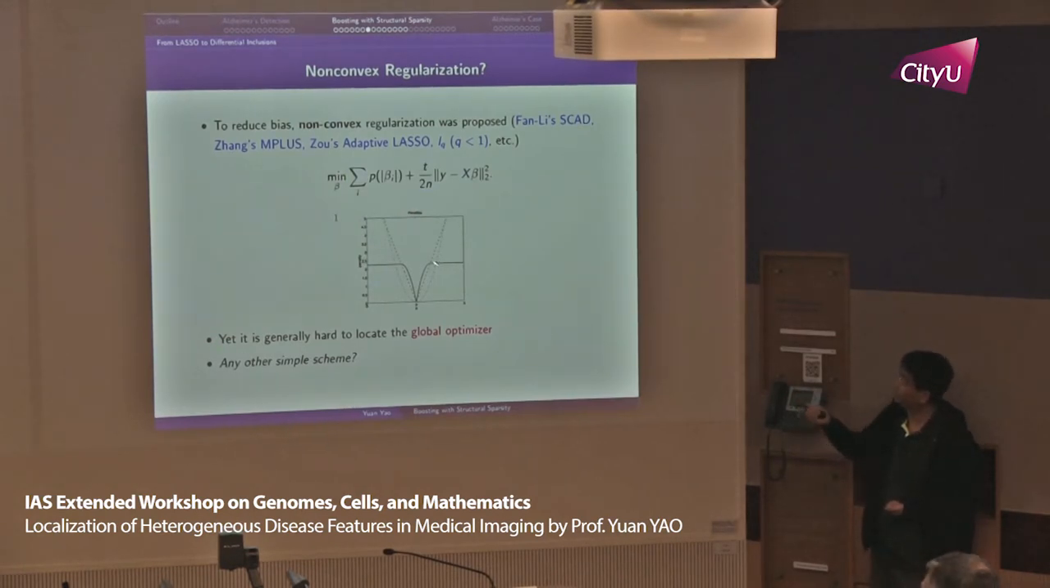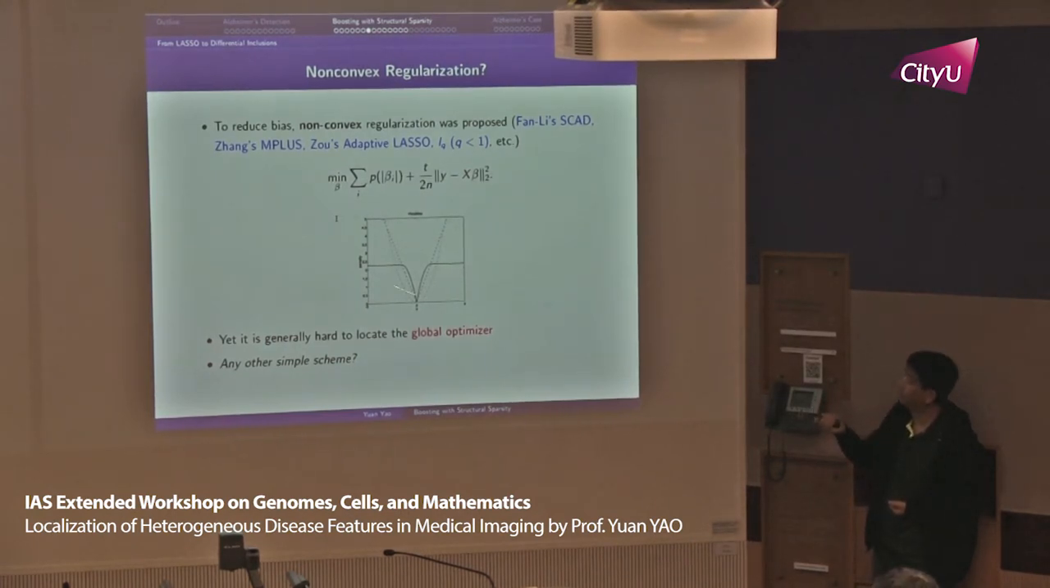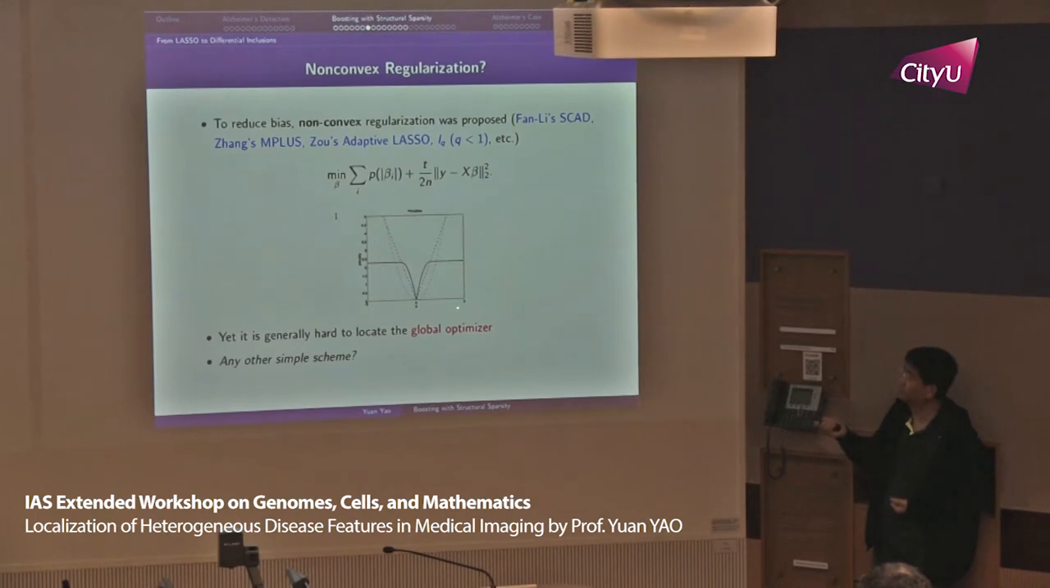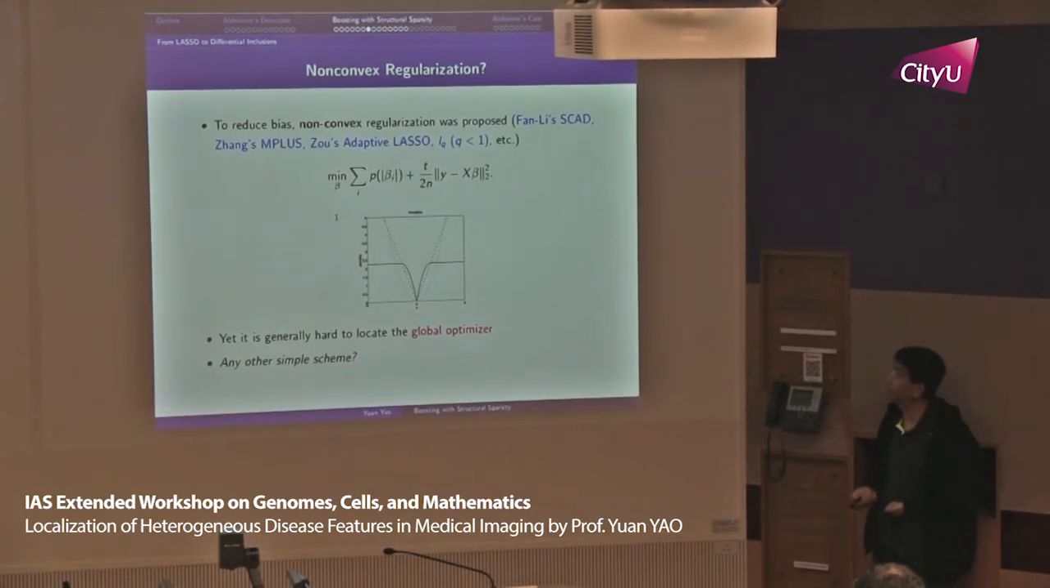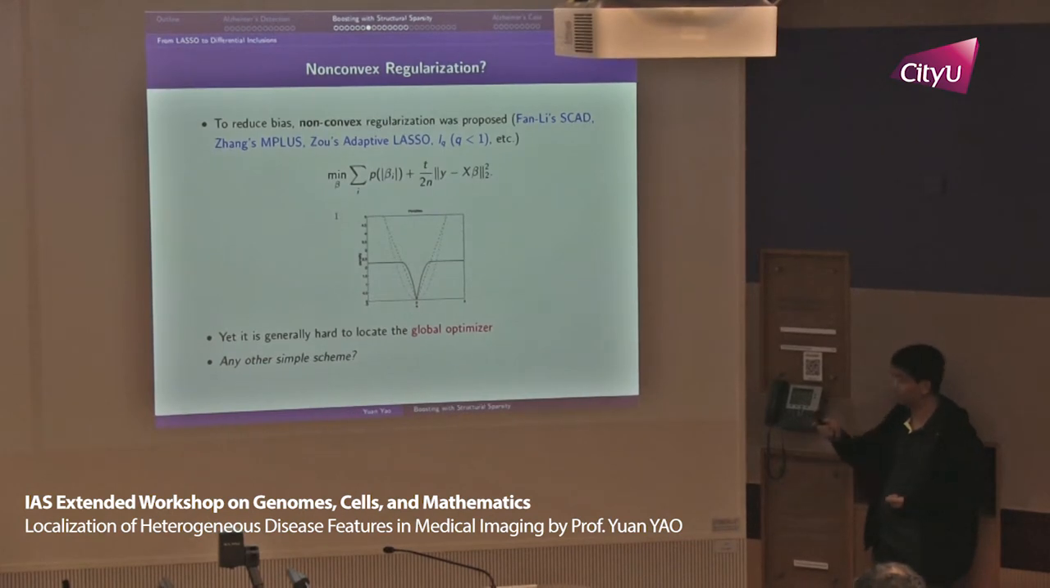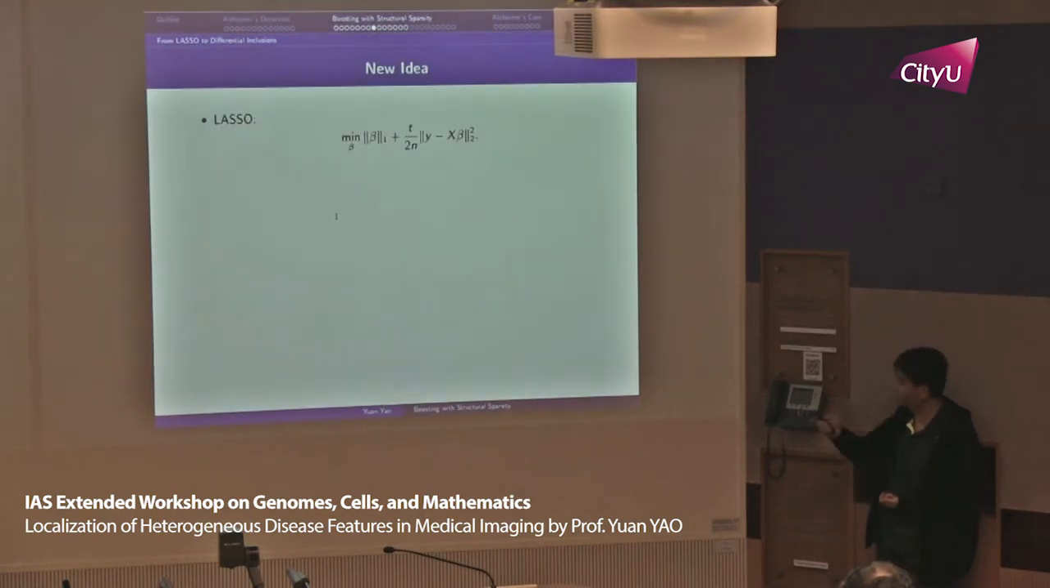Although statistically it may be much better than lasso in estimation, computationally it's very hard, because finding the global optimizer associated with such a non-convex objective problem is very difficult, and some people like Eva show that it's NP-hard in the worst case. So now the question is: is there any other simple scheme, if everything comes from this simple statistical model, and if our purpose is just to reduce bias? And so here is a very simple idea.